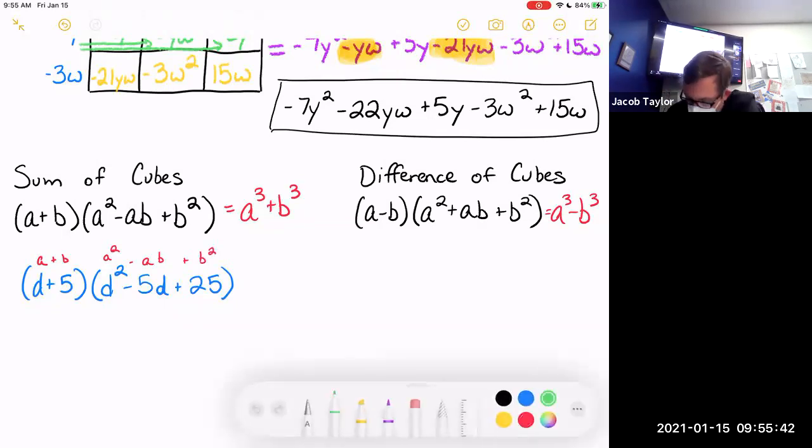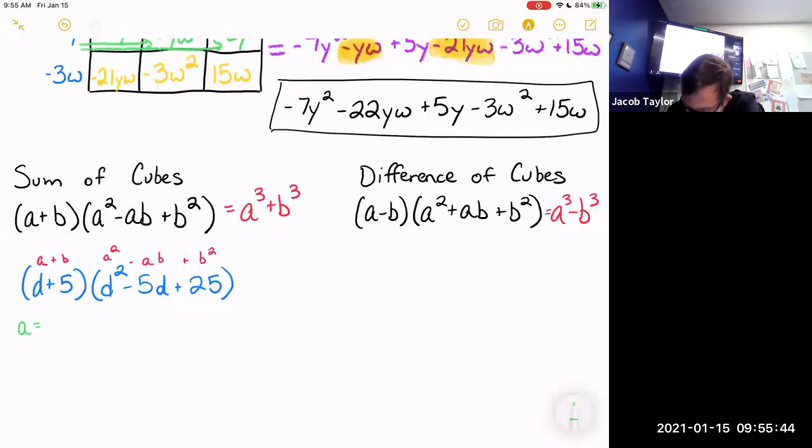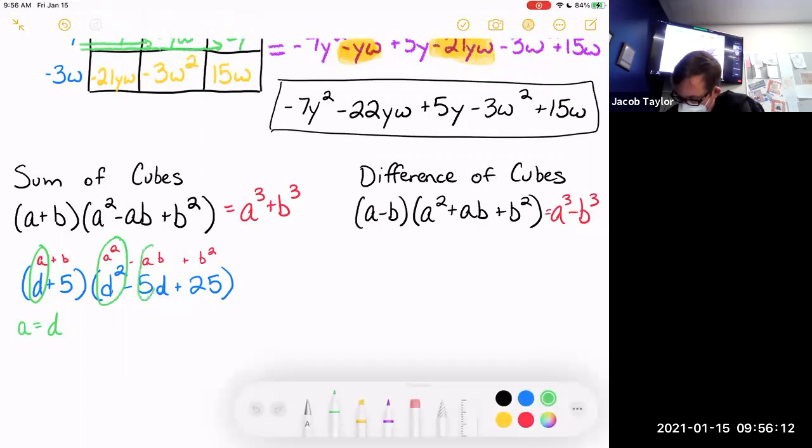So in this particular problem, a is what? I'm about to say one of the most nonsensical things you'll ever hear. In this problem, a is d. Everywhere we have an a is a d. A squared was d squared. Here's the a again.